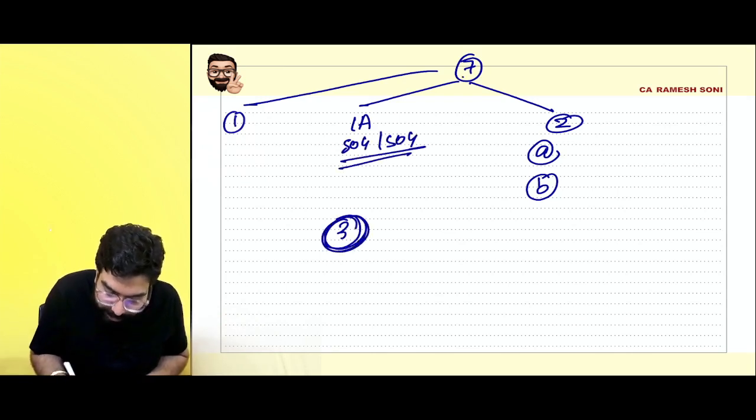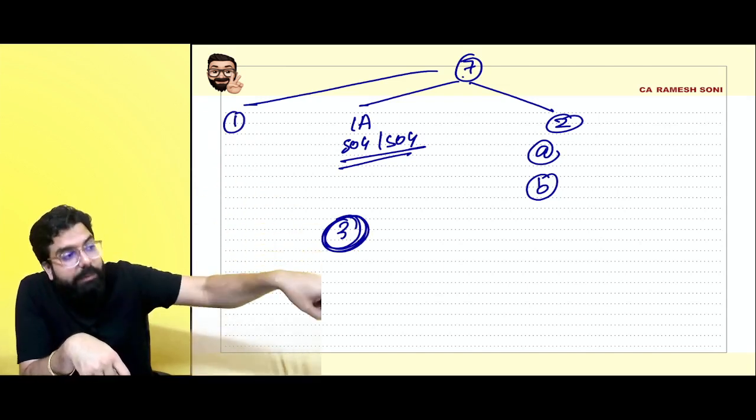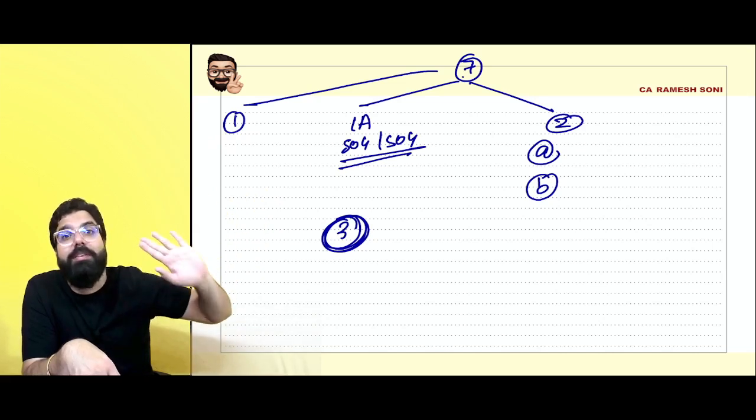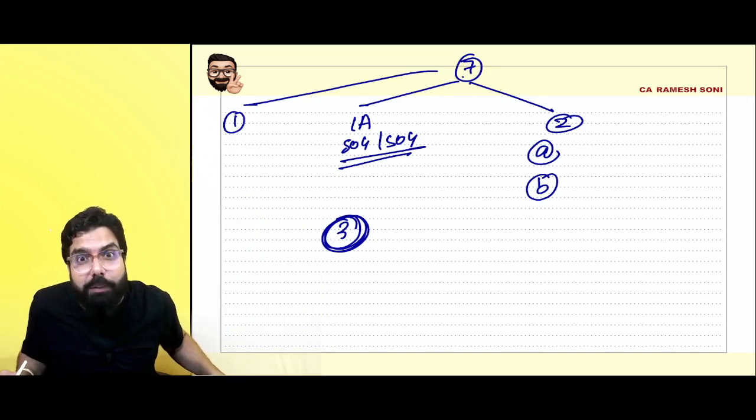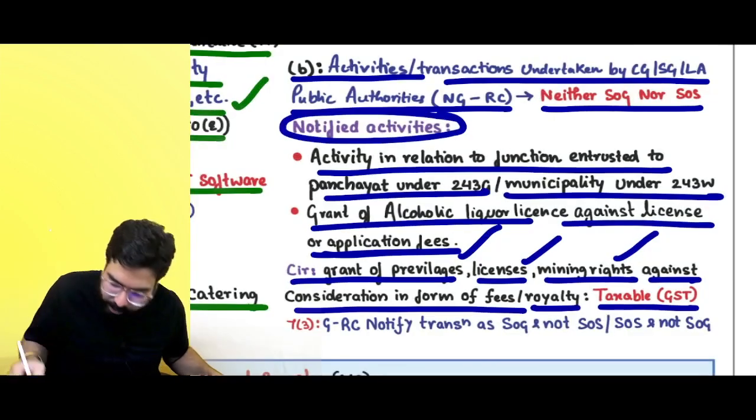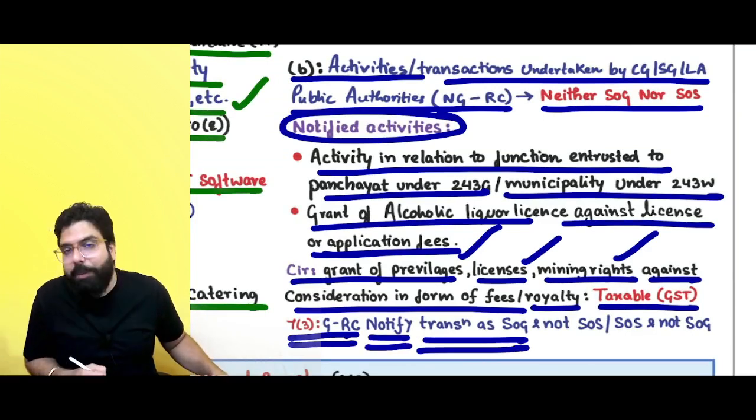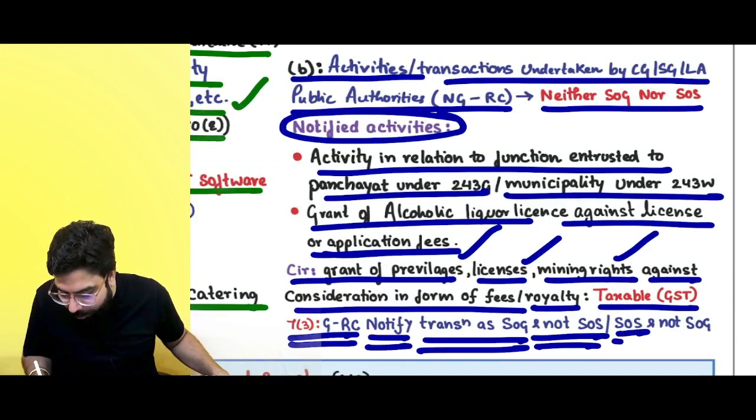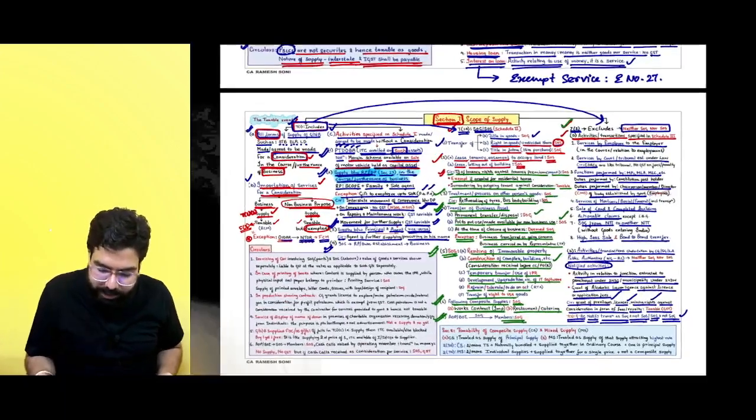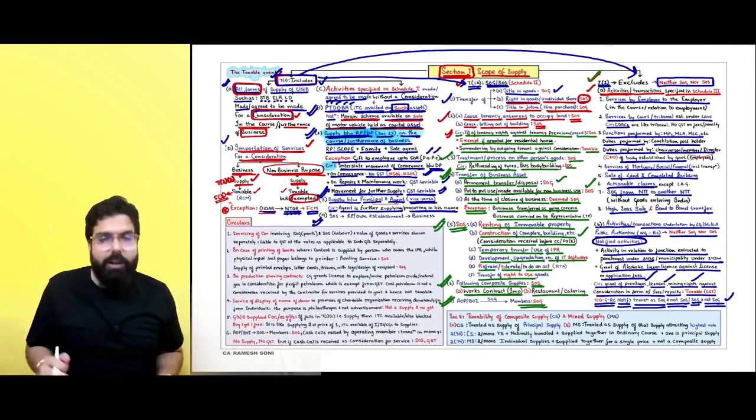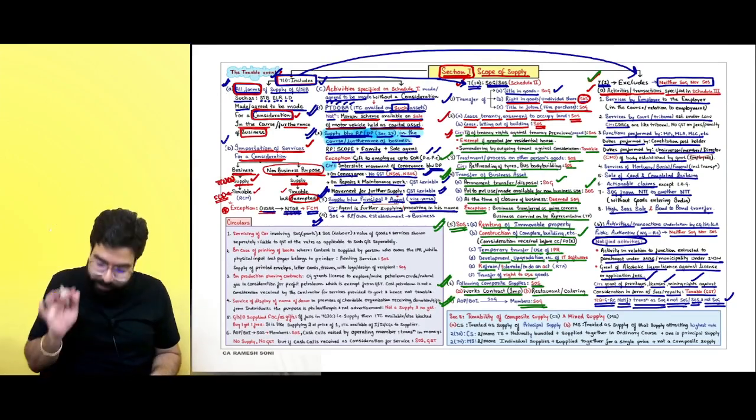Now in section 7.3, the government has the power that, if it wants, tomorrow it can say this activity is not supply of goods, it is always a supply of service, or this activity is a supply of service and not supply of goods. That power is with the government in section 7 subsection 3. The government, on the recommendation of the council, can notify that a transaction is supply of goods and not supply of service, or supply of service and not supply of goods. That is being told in section 7.3. Done, sir? Here we are done with the definition, basically the scope of supply, section number 7.